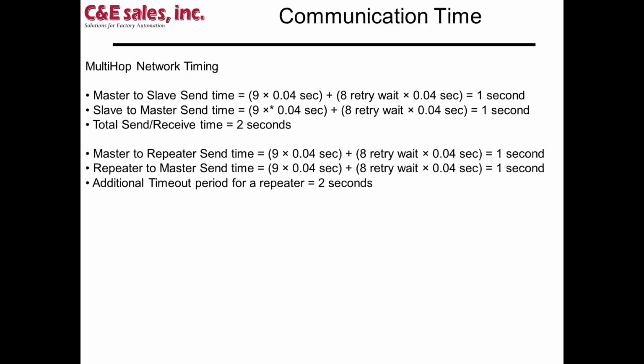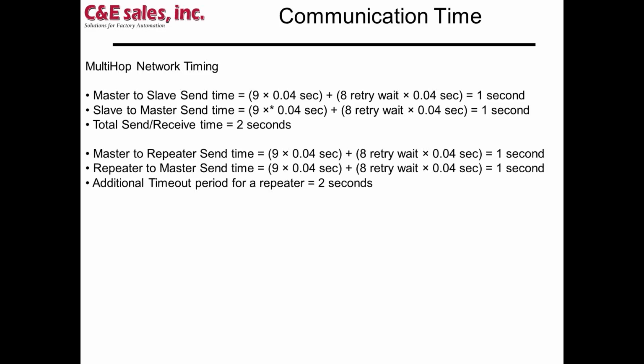So multi-hop network timing, master to slave time, 9 times 0.4 seconds, plus up to 8 retry counts. So with 8 retries, master transmit to slave can take up to 1 second, slave back to master another 1 second. So total send receive time 2 seconds. Now that's not really a typical thing, but that's a possible thing. Usually it's going to be much less than that with fewer retries, but worst case scenario.